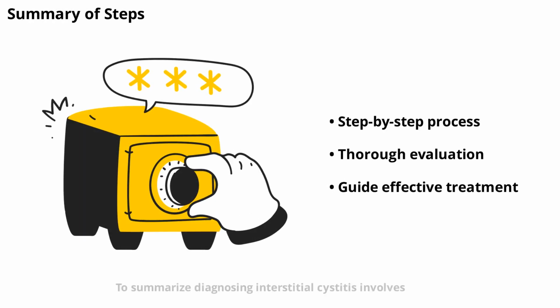To summarize, diagnosing interstitial cystitis involves a careful, step-by-step process. Initial consultation, symptom assessment, physical exam, lab tests, imaging, specialized procedures, and exclusion of other conditions. Each step builds on the previous one, ensuring a thorough and accurate diagnosis. This comprehensive approach is designed to provide clarity and guide effective treatment.